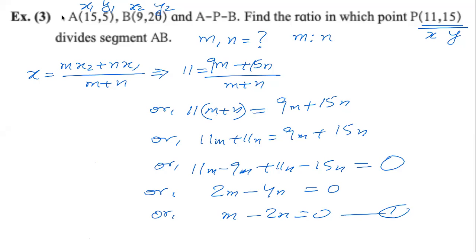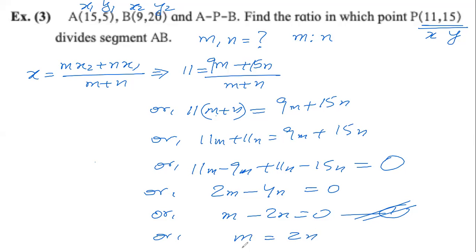And then sir will tell you, why are you doing all those things? We don't need to do this. Yes, we don't need to do this. Why? Because, hang on, don't be in a hurry. We don't need another equation. Really, we don't, because from this equation only, we can say m equals 2n.